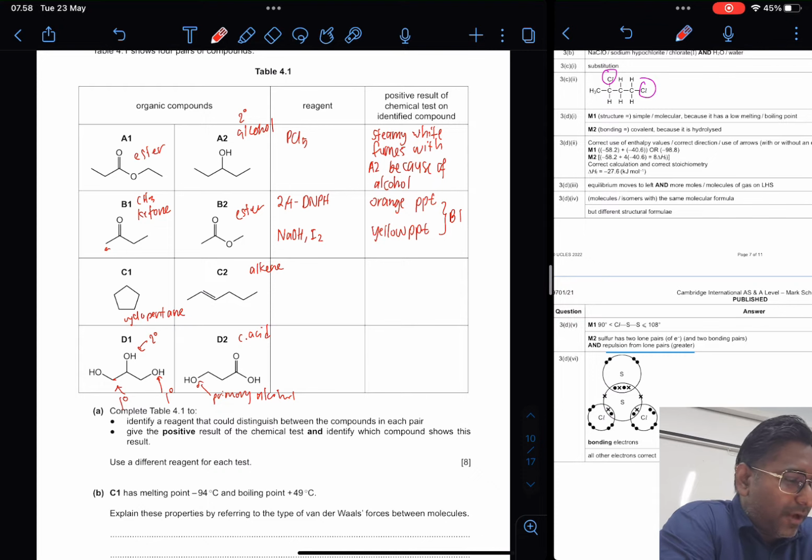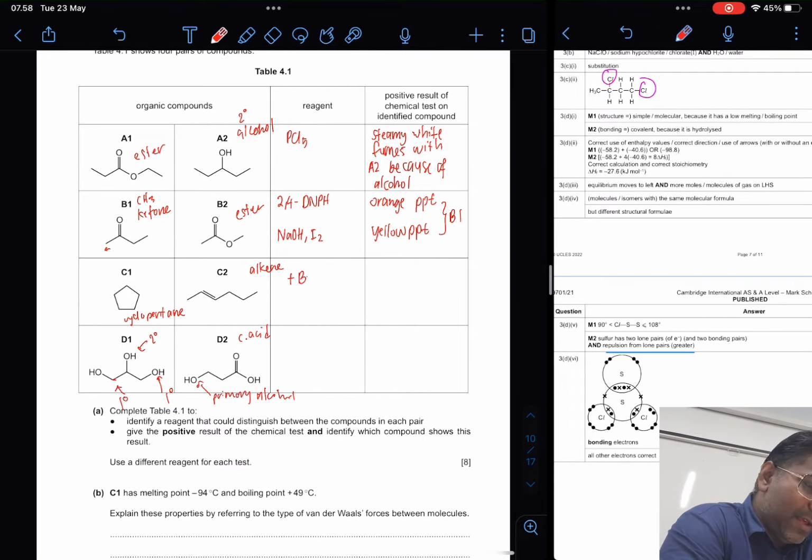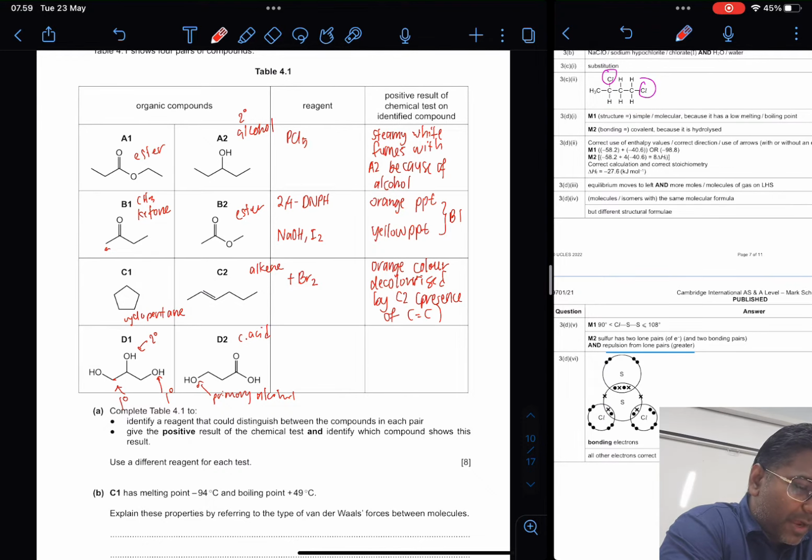So now to differentiate C1 and C2, quite simple. There is a double bond over there. First thing, please add Br2, bromine. So the orange, or brown, color will be decolorized. The orange color will be decolorized by C2, due to the presence of a carbon-carbon double bond.